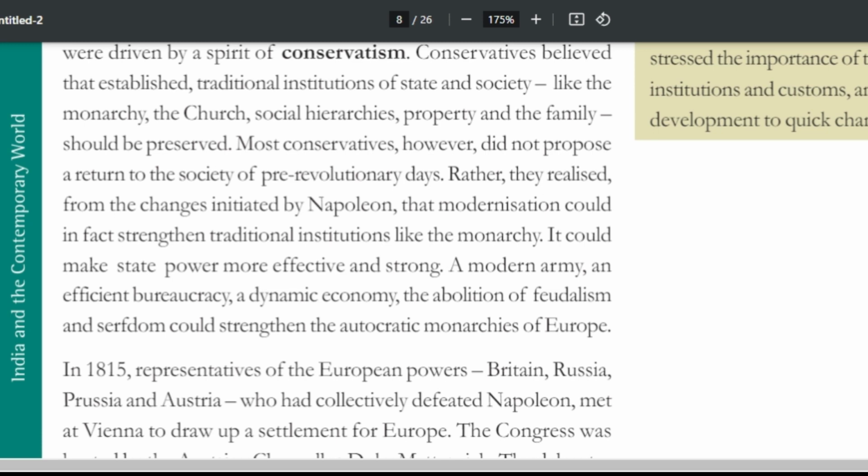A modern army, an efficient bureaucracy, a dynamic economy; the abolition of feudalism and serfdom could strengthen the autocratic monarchies of Europe.